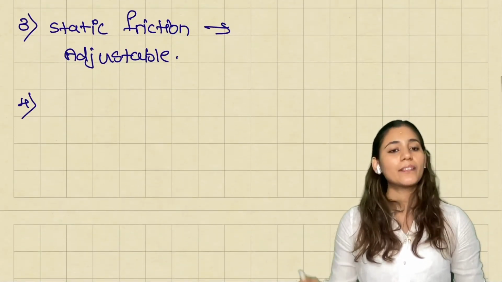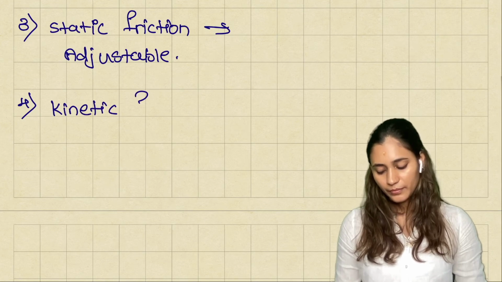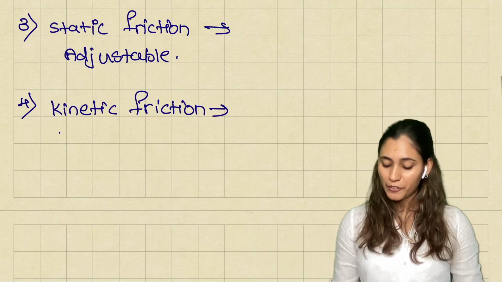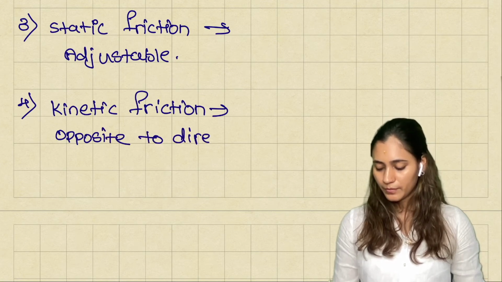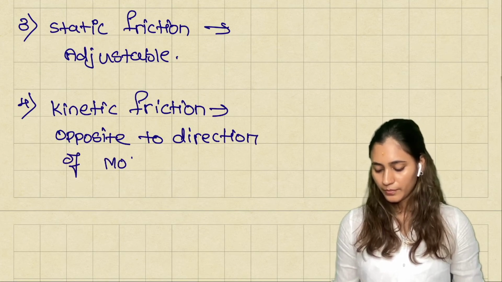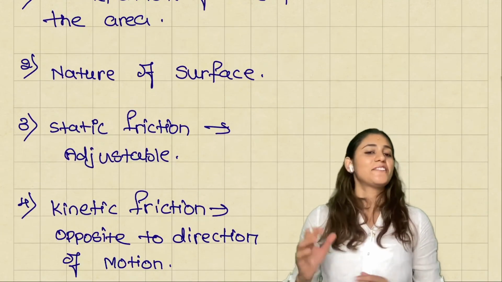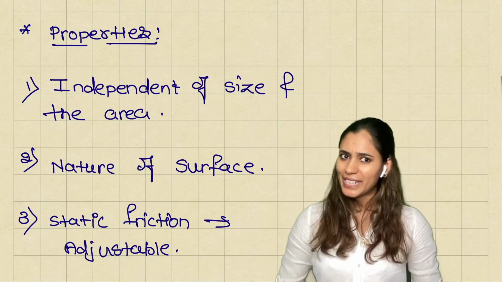And the next one is kinetic friction. It always acts opposite to the direction of motion. So these are the properties of friction. Now let's take one example.